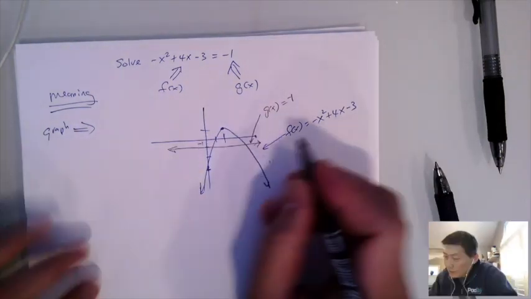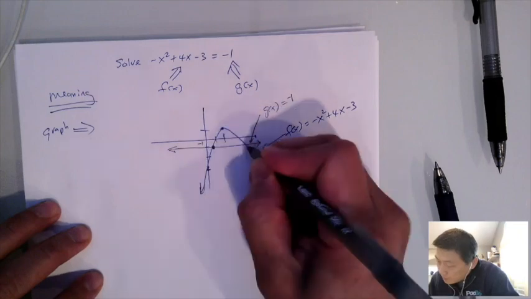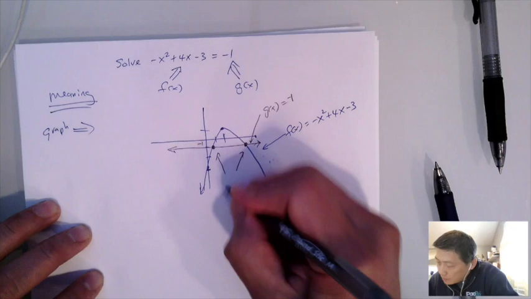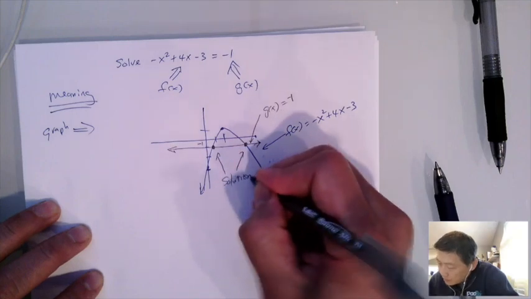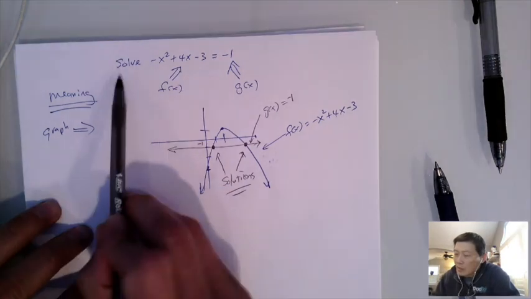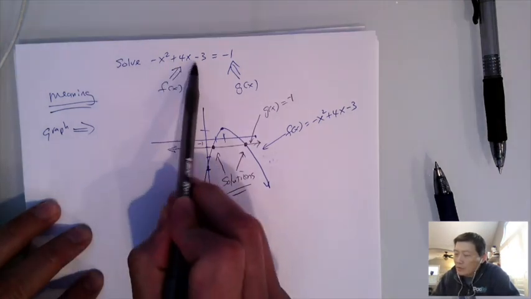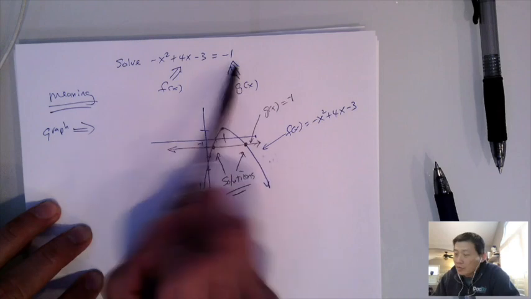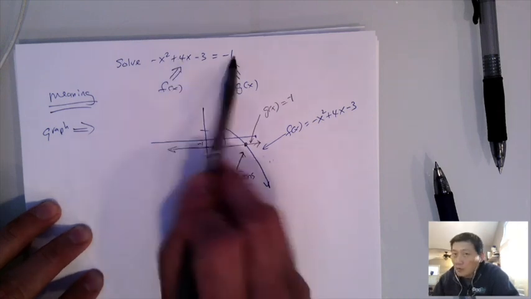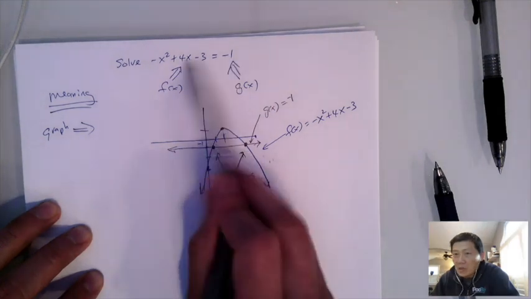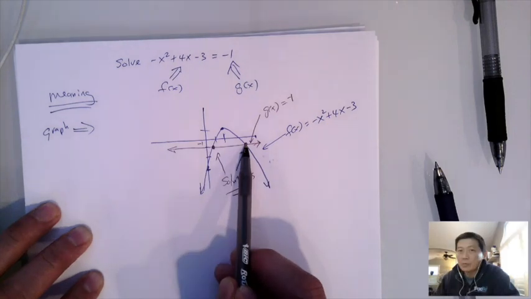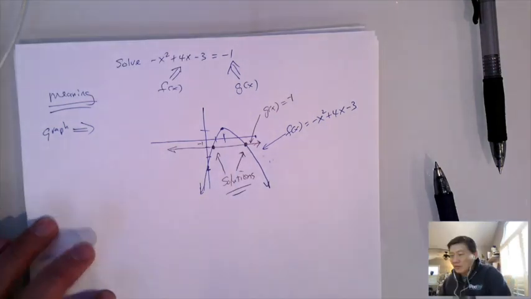And where they intersect, at these 2 points, these 2 points are basically the solutions. So when the problem says solve negative x squared plus 4x minus 3 equal to negative 1, what they're asking is: what are the 2 points at which these 2 functions meet, where they become equal? This is where they become equal, these 2 points. Okay, so that's the meaning.